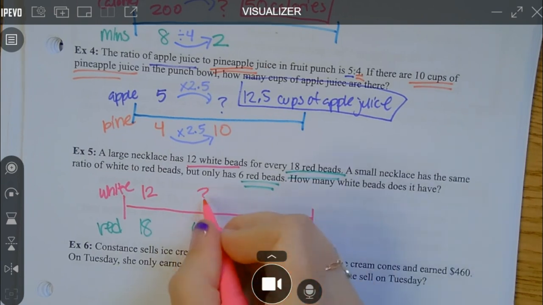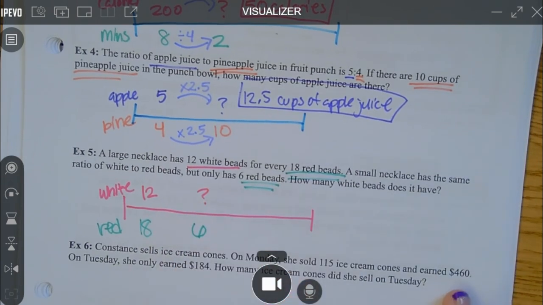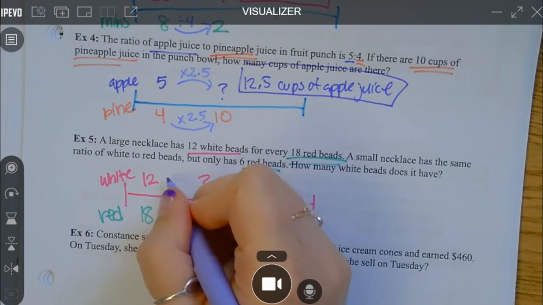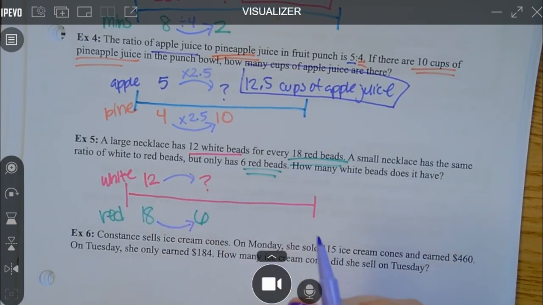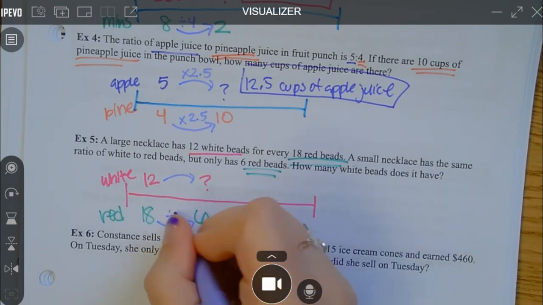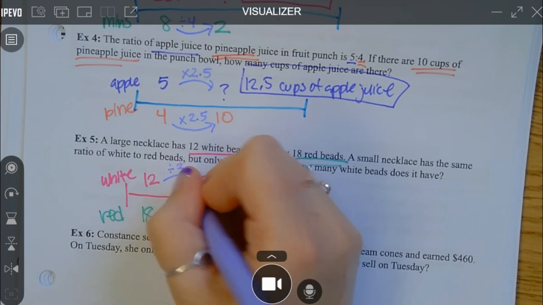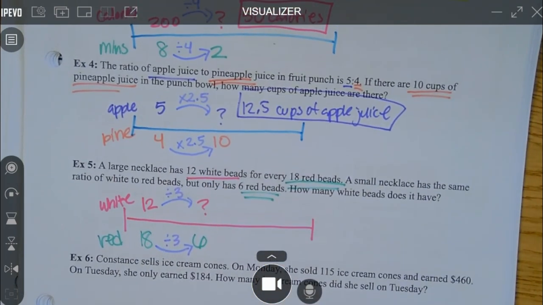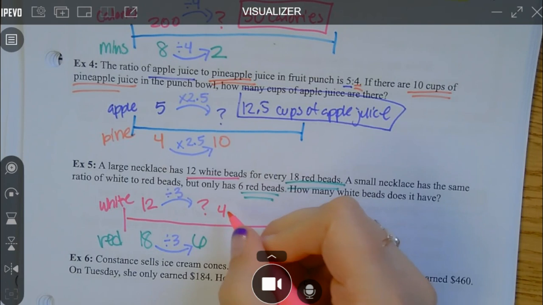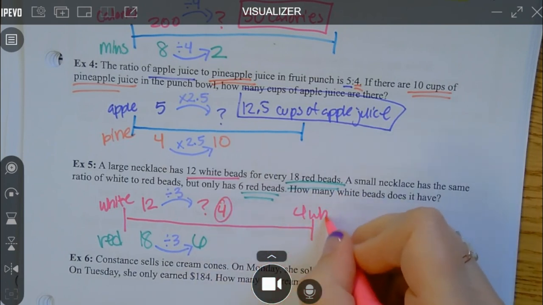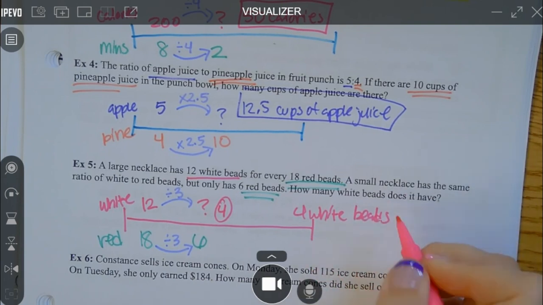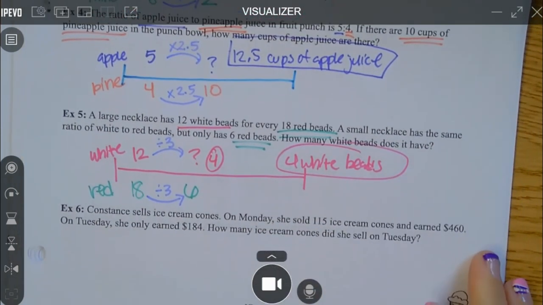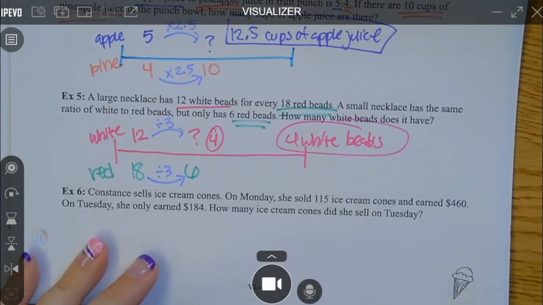So there's my 6. And then for white, that's what I'm solving for. So that's my unknown. Okay, now that I have my ratio set up, let's go ahead and go towards the direction of my unknown. Now, what did you do to the 18 to get to the 6? That's right, you divided by 3. So divide this by 3, and what is 12 divided by 3? It's 4. So there is 4 white beads for every 6 red beads. Perfect. Okay, we're almost done.